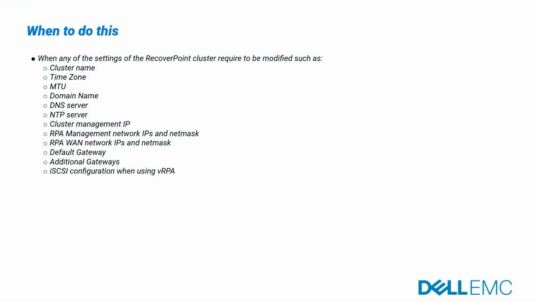When to do this? When any of the settings of the RecoverPoint cluster require to be modified, such as cluster name, time zone, MTU, domain name, DNS server, NTP server, cluster management IP, RPA management network IPs and netmask, RPA WAN network IPs and netmask, default gateway, additional gateways, iSCSI configuration when using virtual RPA.